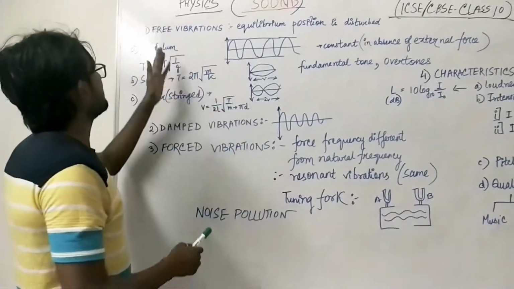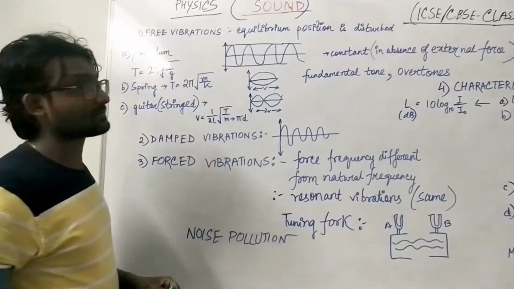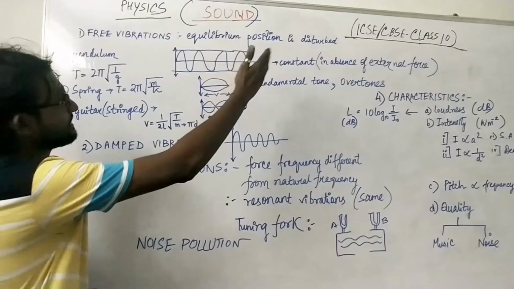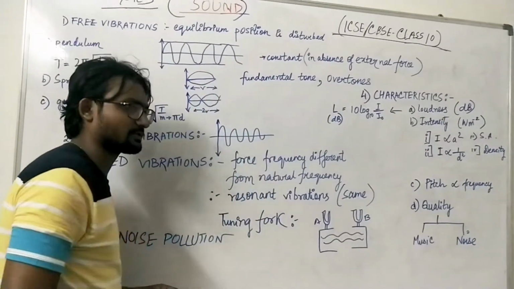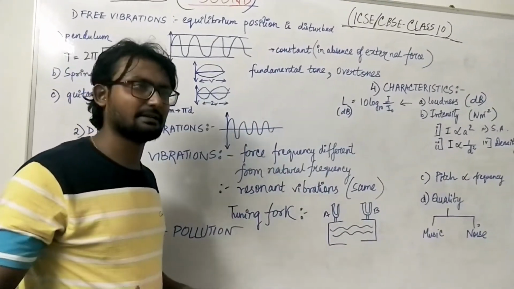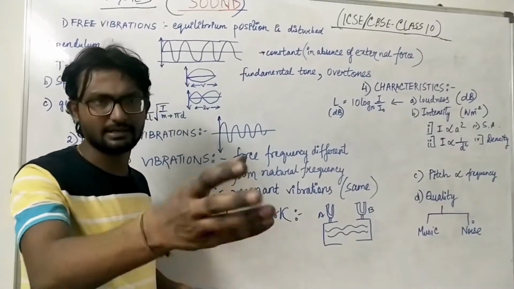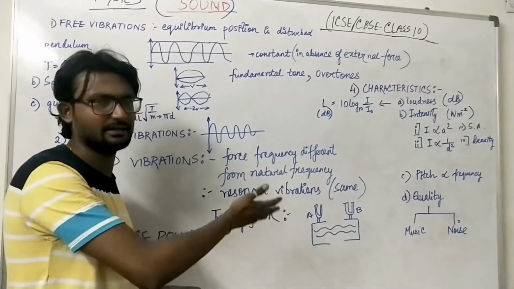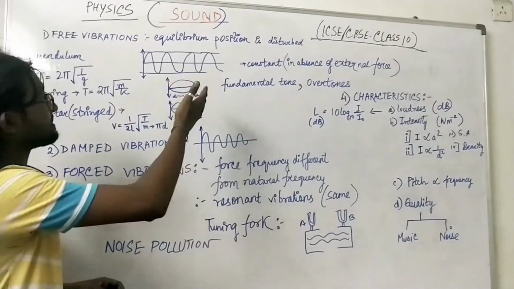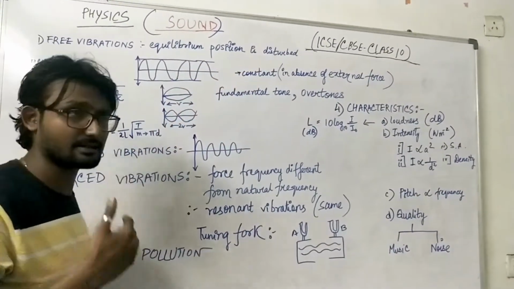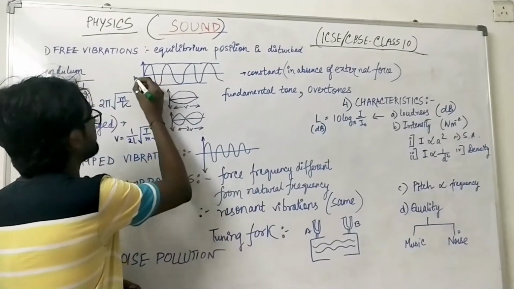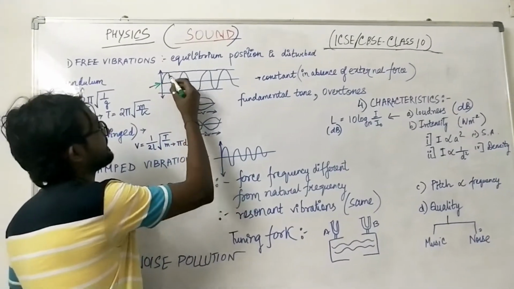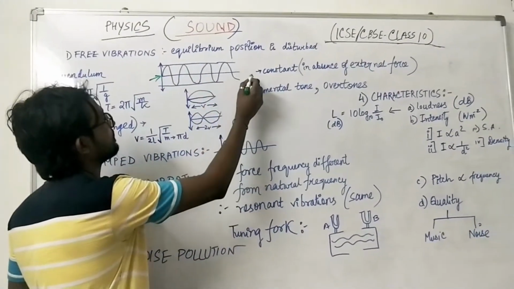So these topics. Number one, free vibrations. What are free vibrations? The equilibrium position is disturbed. Suppose I drop an object from a table, and it goes on simply vibrating in its own position. So it is free vibration. Suppose this is the equilibrium position, and it is disturbed in the sense that it is following a definite pattern and moving like this.